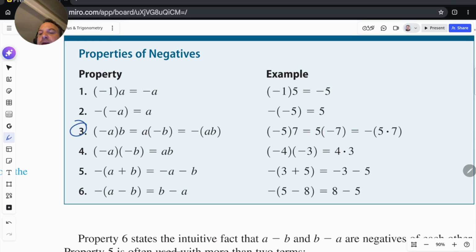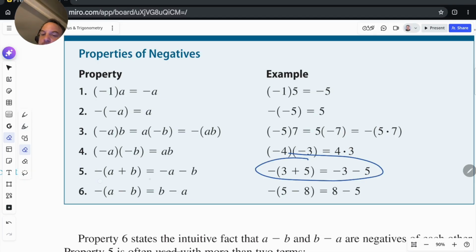What about 3? Negative a times b equals a times negative b, which equals negative (ab) in parentheses there. We can see that played out in our example. Or in other words, a single negative sign in a product makes the product negative. Property 4: negative a times negative b equals positive ab. Here's our example. In other words, two negative signs in a product give a positive result. Okay, our next property, negative (a plus b) equals negative a minus b. Here's our example. The negative of a sum equals the sum of the negatives, in other words.